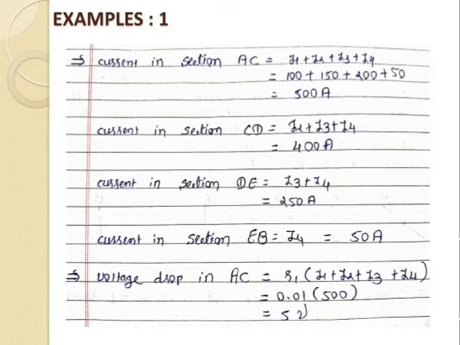After finishing steps number 1 and 2, go for step number 3, the voltage drop in the AC section, which is given by VAC equal to IAC into RAC. We have already calculated RAC and IAC, the resistance and current for the individual sections, in steps 1 and 2. Just put the values of RAC and IAC in this equation, and we get the voltage drop in the AC section equal to 5 volt.